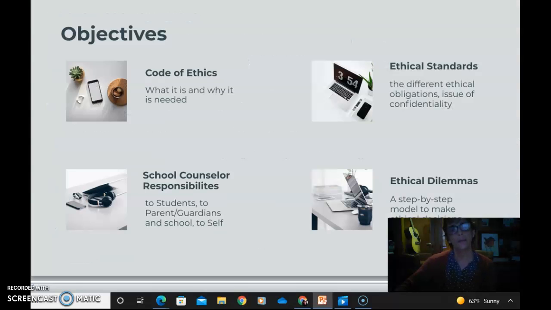I hope I have accomplished the objectives I have proposed today. We have an overview of the Code of Ethics. We have seen some ethical standards. I have described some counselor responsibilities to students, parents, and school. And I have described a model to make ethical decisions when presented with an ethical dilemma.